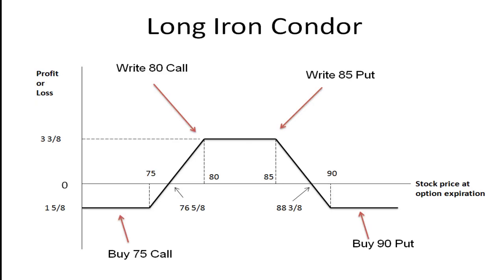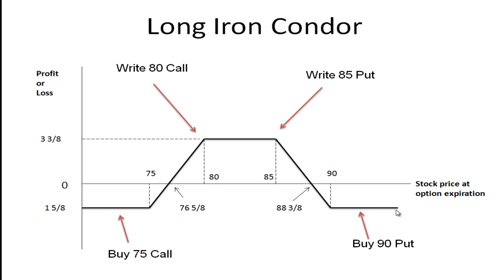So graphically it looks like this. It's going to be 1 5/8 is the cost, and you can see here that this portion of the graph, where the stock price stays below 80, looks like a call option with an exercise price of 75. Once we hit the exercise price of 80, this 80 call kicks in, and for every $1 we make on this call option, we lose $1 on the call option we've written, so it just flattens out. So this portion here looks like a bull spread.